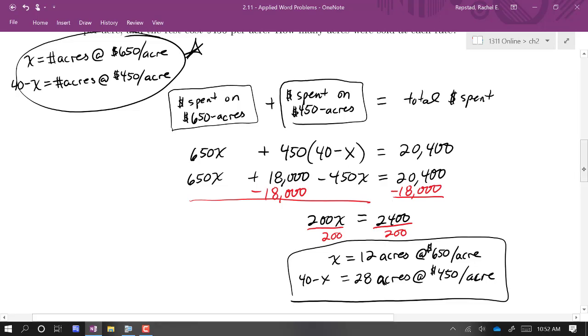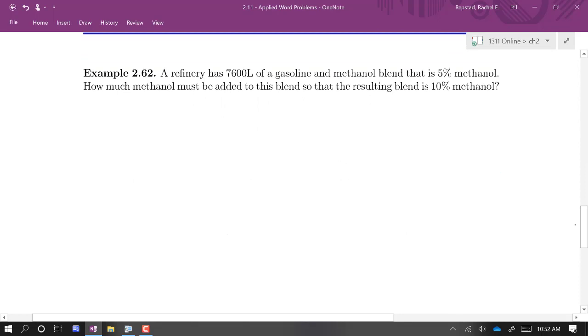Okay, let's try another one. There's some problems we run into. I usually call them mixing problems, and this is sort of a classic type of example of a mixing problem. So here we've got 7,600 liters of a gasoline and methanol blend that is 5% methanol. And what we want to do, apparently looks like we want to add methanol. So we're adding like pure methanol to this blend so that we end up with a blend that is 10% methanol. So we want to increase the concentration of methanol. And we want to know how much methanol we need to add in order to make that happen.